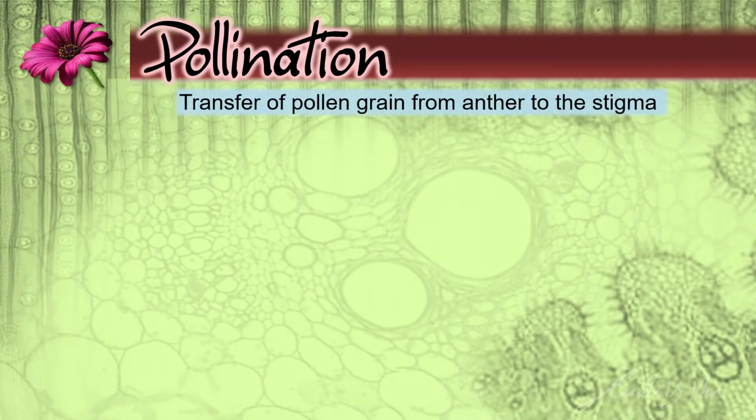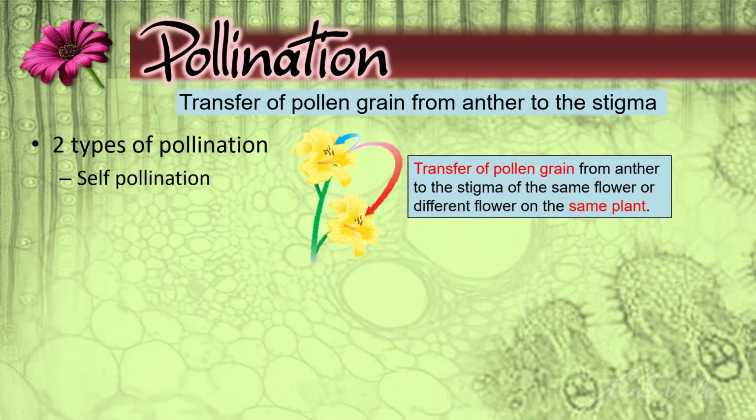So for pollination, let us just recap the definition that you learned in the first video. Pollination is the transfer of pollen grain from the anther to the stigma. There are two types of pollination. Self-pollination is the transfer of pollen grain within one individual flower. So it can be transferred from the anther to the stigma of the same flower, or the stigma of a different flower that is on the same plant. The important thing here is the transfer of pollen grain to the stigma of the same plant.